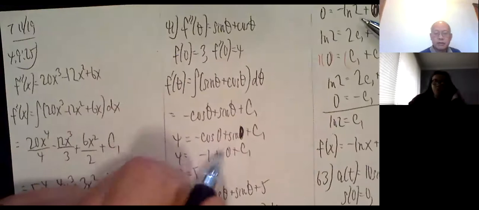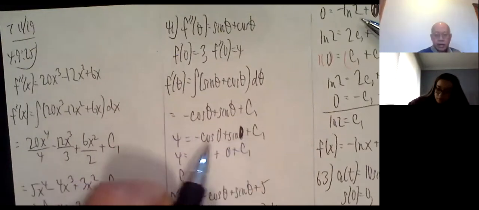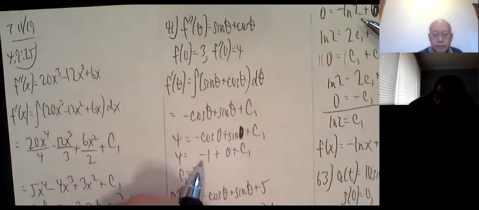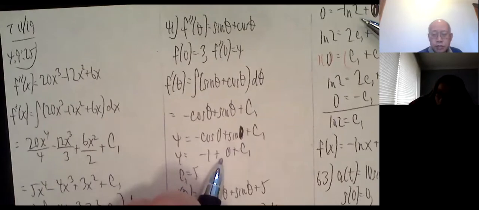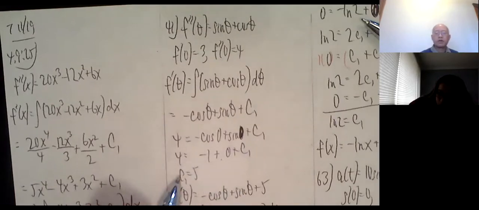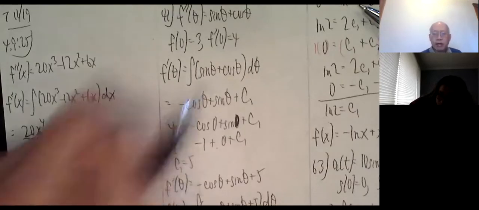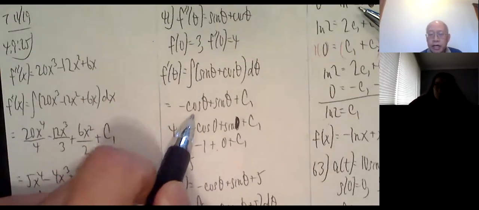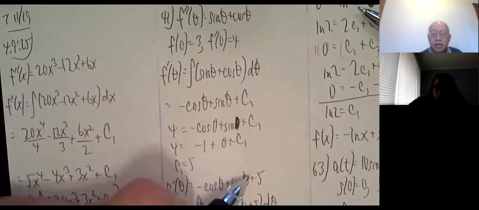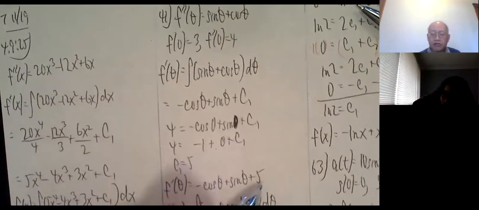I got to the next level. Sine of 0 plus C1. Okay, cosine of 0 is 1. Sine of 0 is 0 plus C1. Add 1, so C1 is 5. So f prime of 0 I can now write as negative cosine theta plus sine theta plus C1, which I found out is now 5.